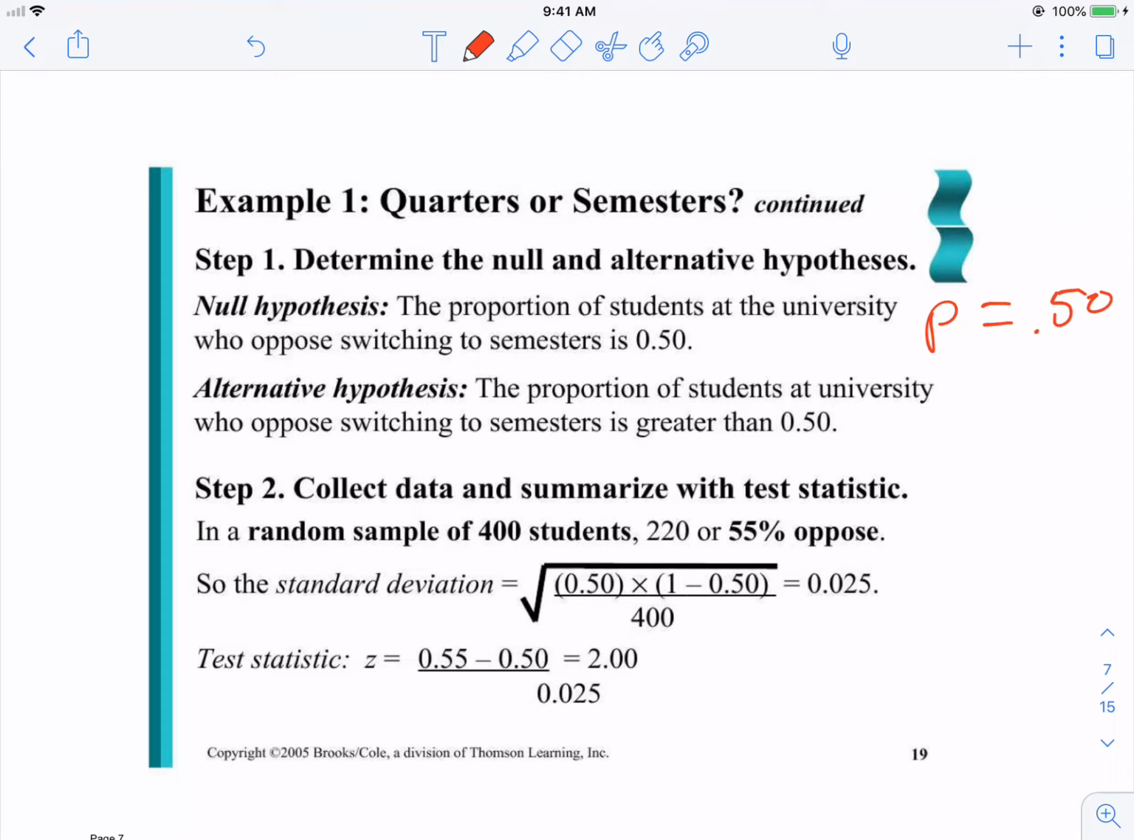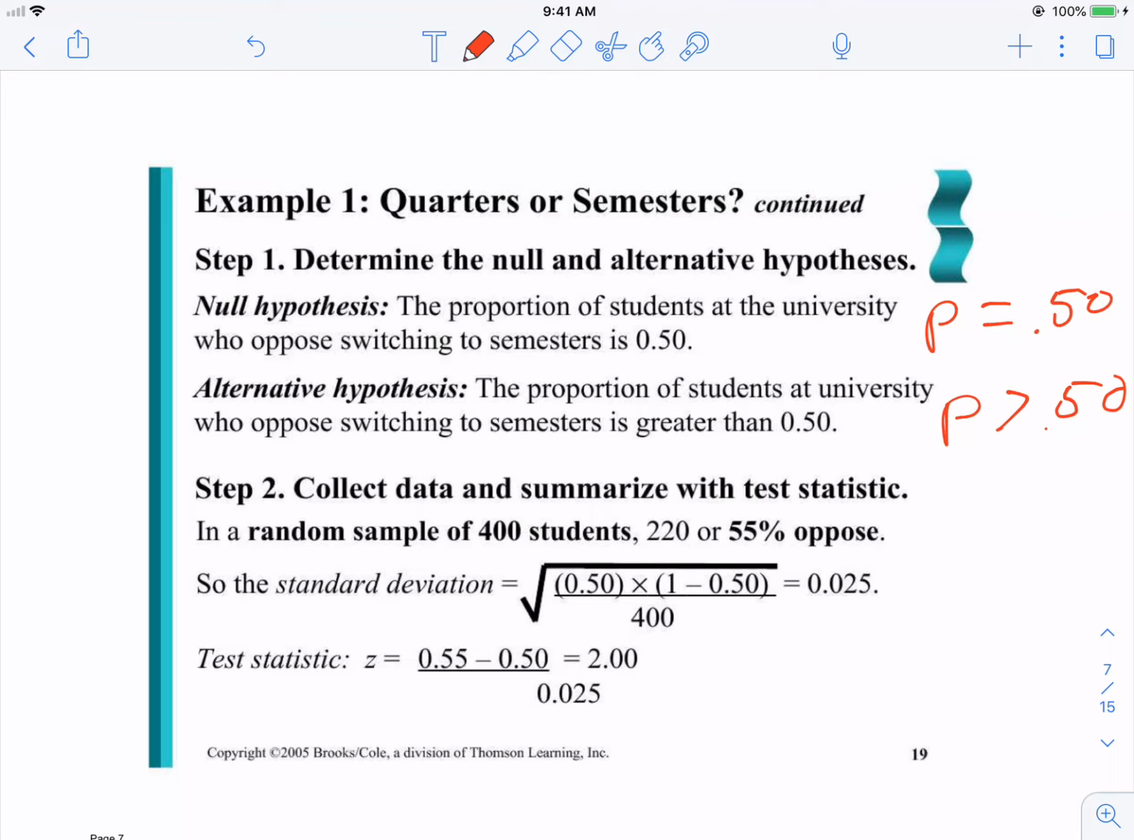The alternative hypothesis, the proportion of students at the university who oppose switching to semesters, is greater than 50%. Okay? So p is greater than 0.50. This is a one-sided alternative hypothesis because we only care if it's bigger than that. If it were less than that, then we don't have an issue. Okay? There's a minority of students who are against this change, so they're going to make the change. They don't have an issue with that. Okay? They're only considering not making this change if a majority of the students are against it.